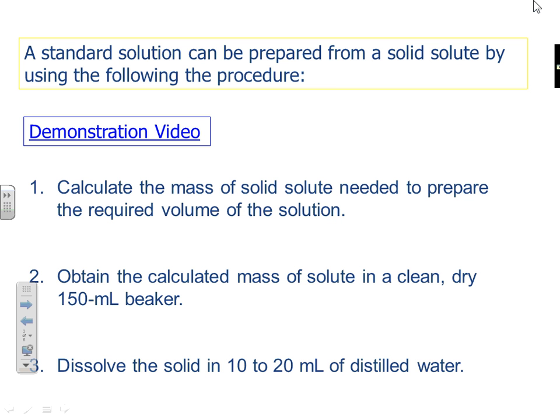You're then going to dissolve the solid in 10 to 20 milliliters of water. Notice it says 10 to 20. That's not a precise number because we don't need it precise yet. You'll just put a little bit of water in there and you'll swirl away to get it to dissolve. Don't use a stirring rod because we don't want some of that stuff that's dissolved to stick to the stirring rod. We're just going to swirl. And again, you'll see the video in a moment.